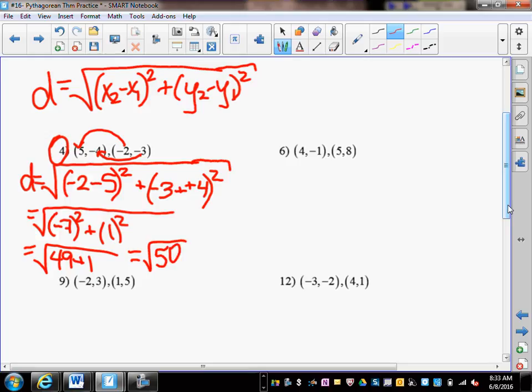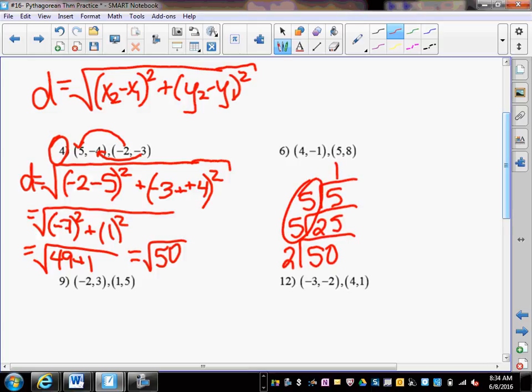But again, we need to see if we can break this down. Divide by 2. 25. Just divisible by 5. 1. Group of 2. And that comes out in front. Nothing else can come out in front, so the 2 stays underneath, and this is my distance, 5 root 2. Again, we need to see your setup and the work with your final answer. We need to see your work for all these. You will lose points if you don't have work. All right, any questions on that one?